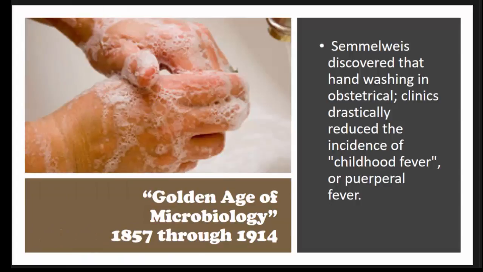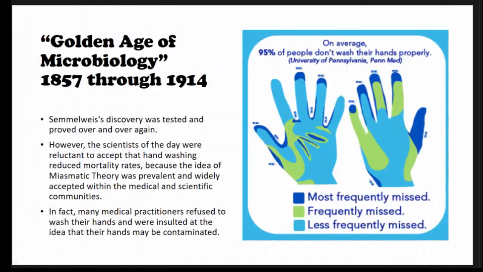Semmelweis discovered that hand washing in obstetrical clinics drastically reduced the incidence of what's called childbed fever. Semmelweis's discovery was tested and proved over and over again. However, the scientists of the day were reluctant to accept that hand washing reduced mortality rates because the idea of miasmatic theory was prevalent and widely accepted within the medical and scientific communities.